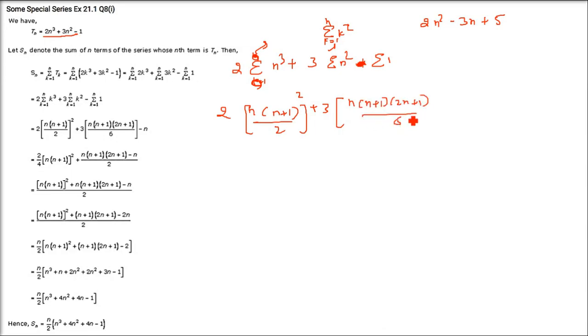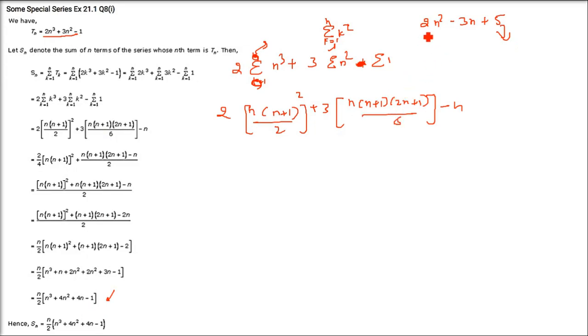And then we have minus sigma n, what is it? I told you already, sigma 1 is simply 1 added n times, so it is n. Now you can solve it. This is n by 2 times n cube plus 4n square plus 4n minus 1.